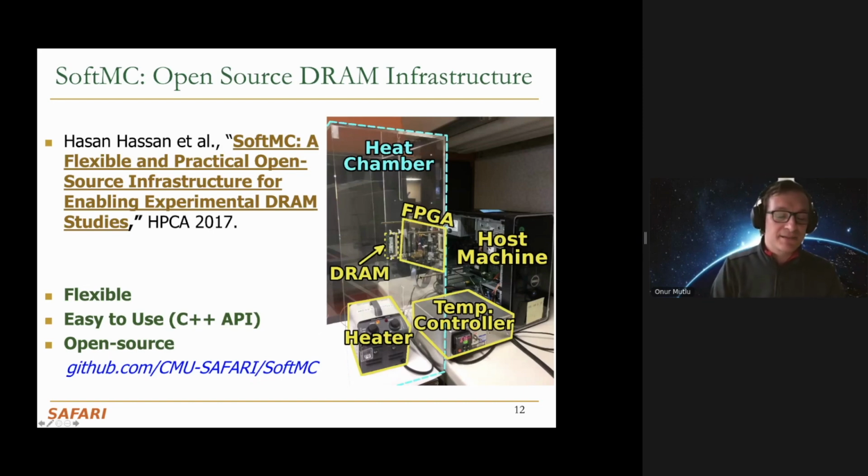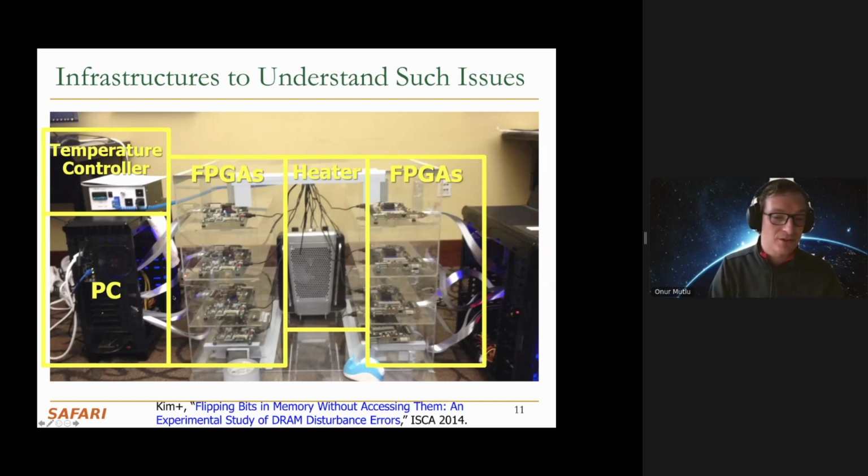And we released this infrastructure to the community with this HPCA paper. And it's actually C++ programmable. As long as you have an FPGA that is compatible, you can use our software to test memories, and you can find different sources of errors potentially.